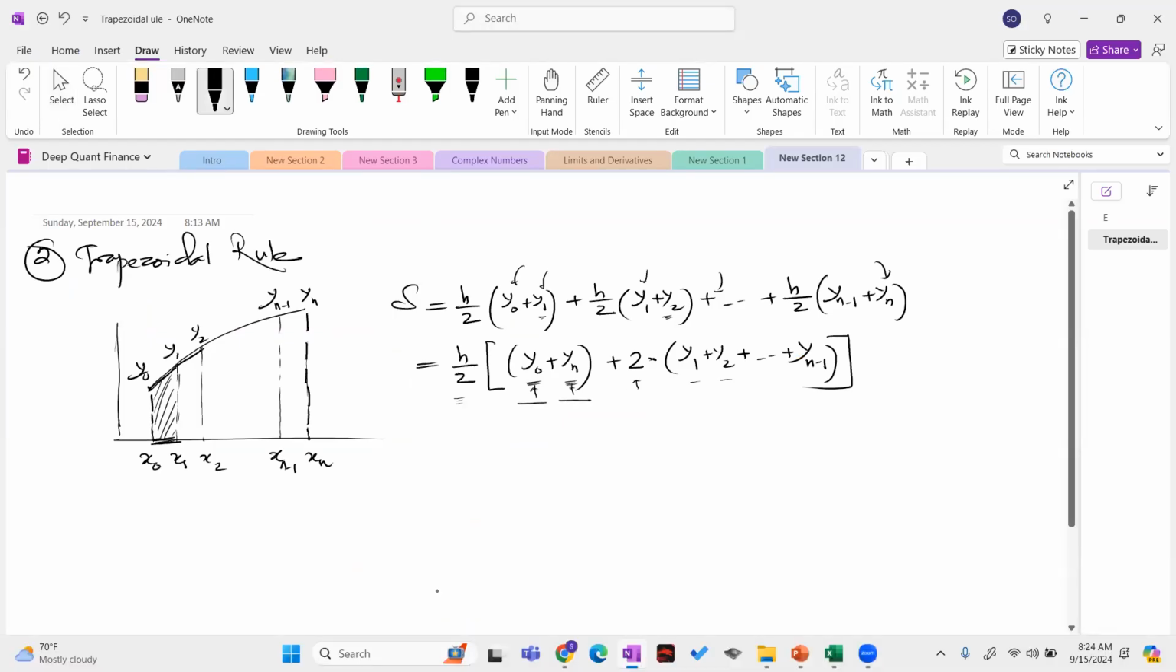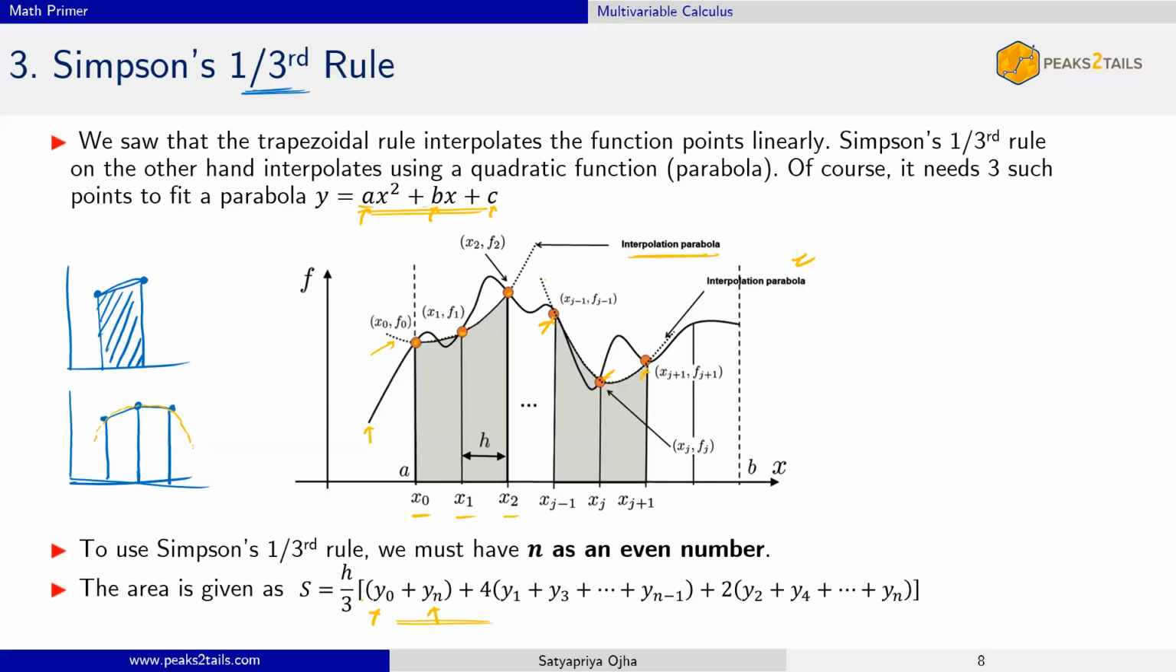Y0 and yn, correct? Here we have h by 2, there we have h by 3. In fact, it's called one-third rule because there is a 1 by 3 outside. That's where it gets its name from. We have y0 and yn, then 4 times the heights at the odd places, 1, 3, 5, 7, and 2 times all the even heights, y2, y4, y6, y8, up to yn.